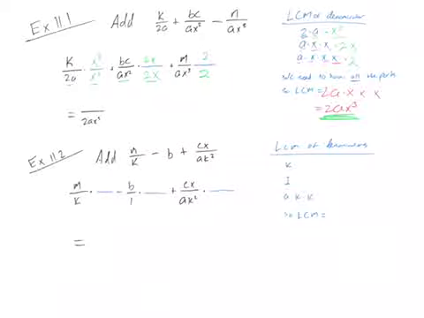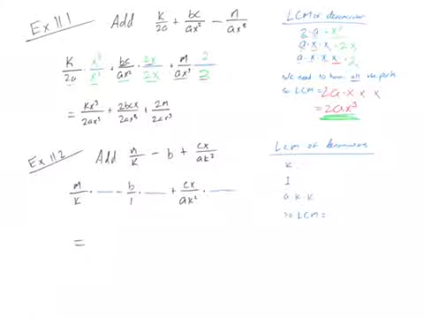k times x cubed is going to be kx cubed, plus ax squared times 2x is going to be 2ax cubed. bc times 2x is going to give me 2bcx, plus a cubed times 2 is going to give me 2ax cubed. m times 2 is going to give me 2m.